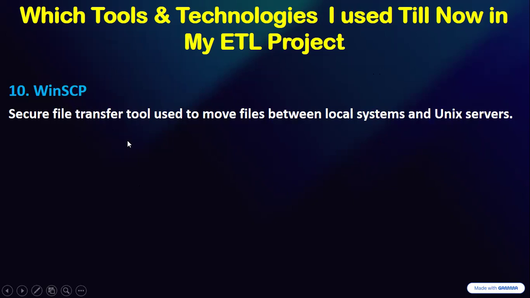Basically, you can keep in mind this is to copy files from your local server to the Unix server and from the Unix server to the local server. Once you make changes to your file on your local system, you can easily transfer the file to the Unix server. So that is the use of the WinSCP tool.